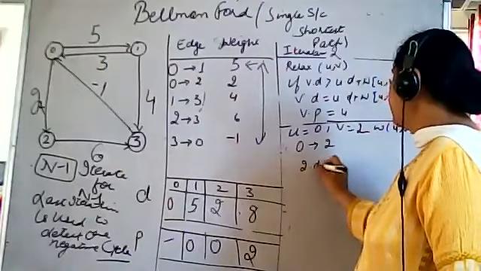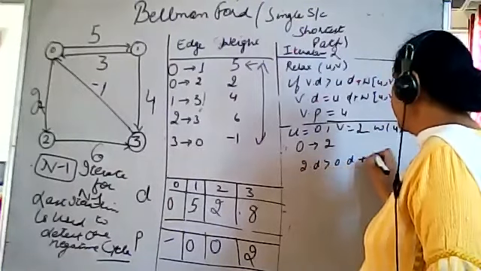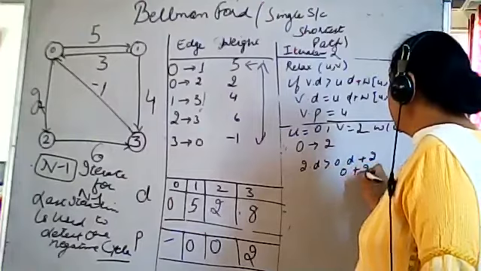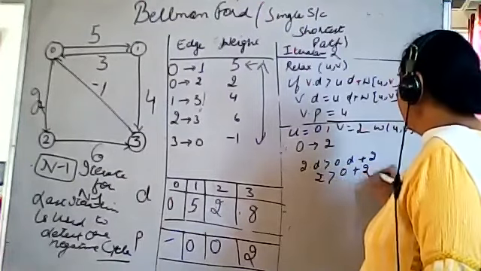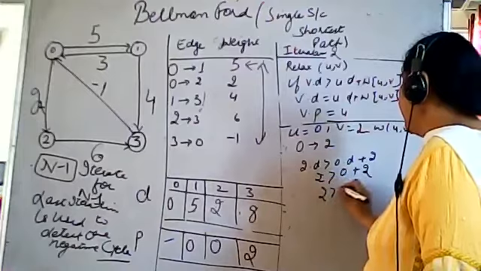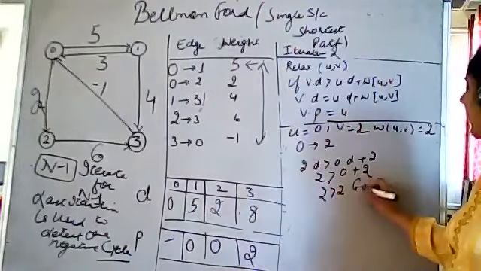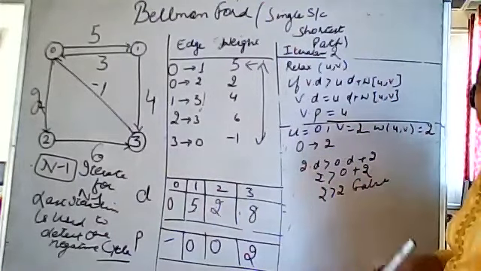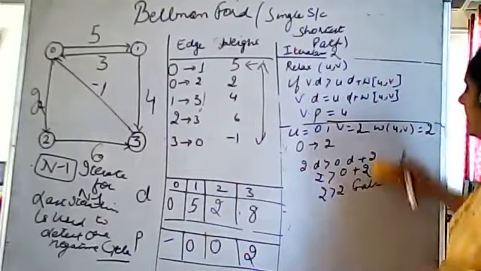2 dot D is greater than 0 dot D plus 2. 0 dot D is 2. So 2 is greater than or equal to 2. What is the condition? False. 2 can never be greater than 2. So we have to move to the next part.